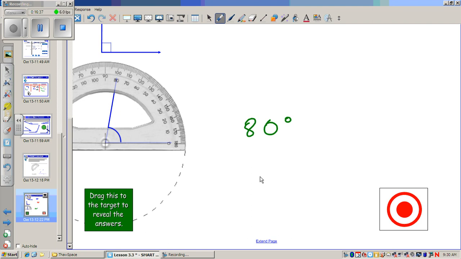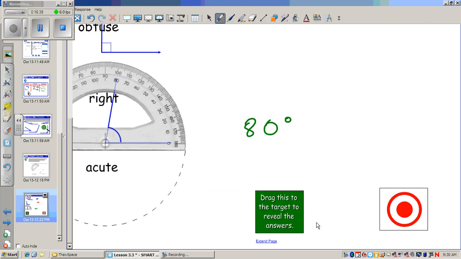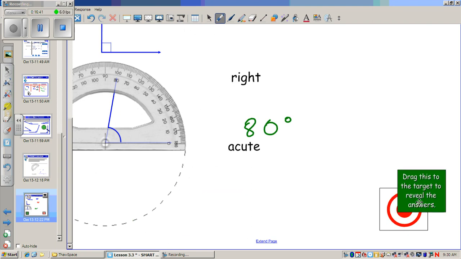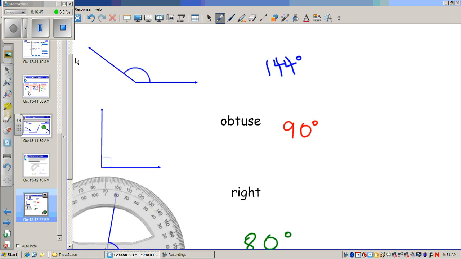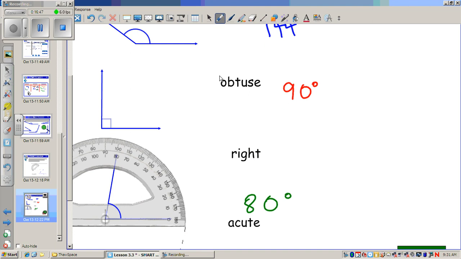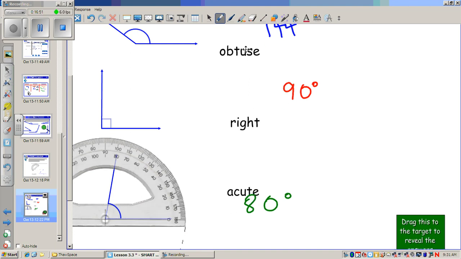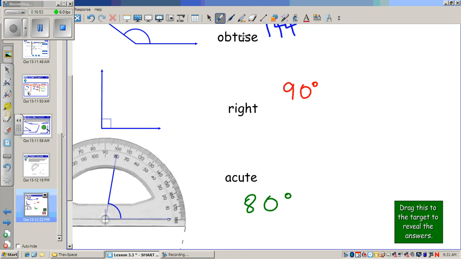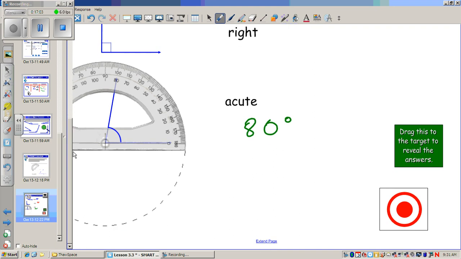Okay, let's reveal our answers and see how we did. Okay, so as far as this kind of angles, we have an obtuse, a right, and an acute angle. So we did that part right. And then we did all the measuring. So hopefully you were able to see how to use a protractor. Now we'll spend a lot more time in class working with protractors as well. But I just wanted to give you a little bit of background on how to do that and an introduction to geometry and measuring angles.